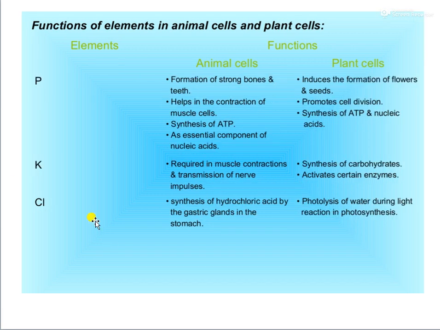Phosphorus is needed for the formation of bones. Potassium is required in muscle contractions as well as in the synthesis of carbohydrates in plant cells. And chlorine is used in the synthesis of hydrochloric acid by the gastric glands of the stomach, and it is also needed for the photolysis of water during the light reaction of photosynthesis. So regardless of plant or animal cell, every element has some role in its particular function. The quantity needed in every cell would be different, and they play different roles in different cells too.